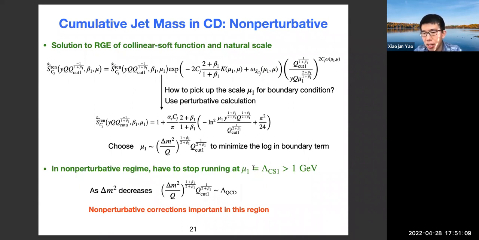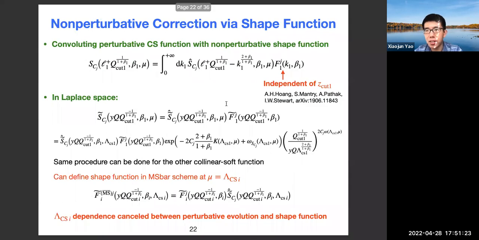The way we did that in the previous slide is we froze the RGE equation at a scale called lambda CS1. But here we want to improve the description of the non-perturbative physics. One way to do that is to introduce shape functions convoluted with the perturbative collinear soft functions. So the total collinear soft function is a convolution of the perturbative collinear soft function with some non-perturbative shape functions, which have to be modeled. And a nice feature of this shape function is that it is independent of the z-cut.